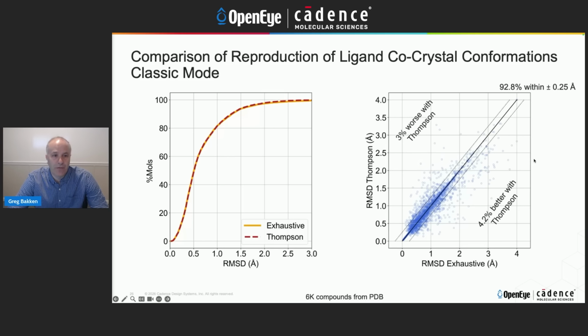So we can do a pairwise comparison of all of those structures, and we can look at the RMSD for Thompson sampling relative to the RMSD for exhaustive sampling. And we can see here that in about 93% of the cases, the RMSD of the conformer from the ensemble that's closest to the bioactive conformation is within about a quarter angstrom plus or minus. There are a few cases where Thompson sampling is a little worse, a few cases where it's a little better, but overall we're seeing very consistent behavior in the ensembles generated with Thompson sampling.